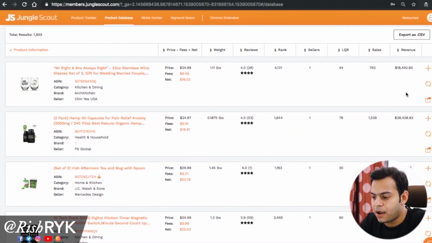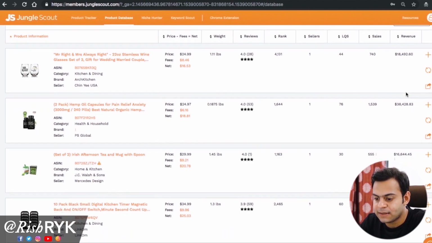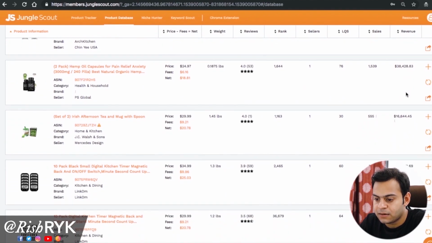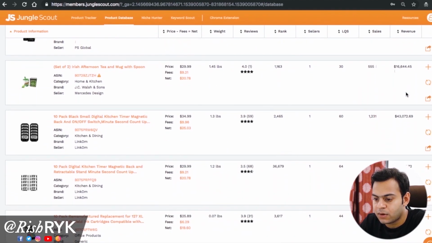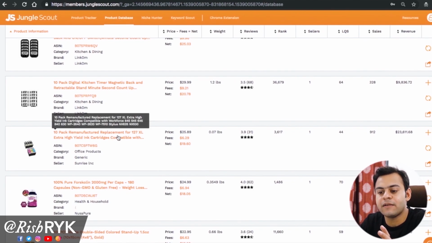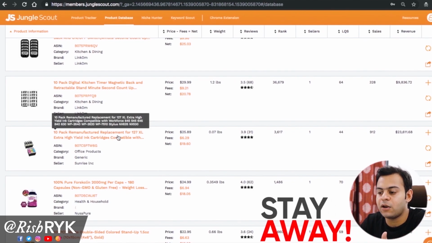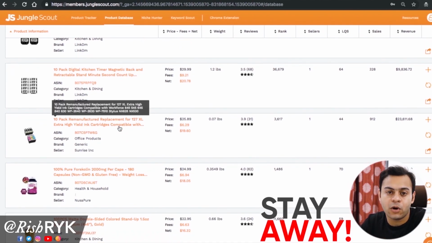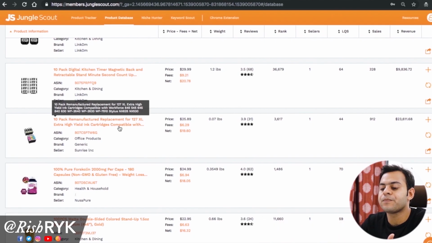Alright, so I'm going to just browse through these products and see what's simple. So what do I see here? 10-pack remanufactured extra high yield ink cartridges. I will again steer away from ink cartridges because they have liquid, and a lot of things can go wrong. The liquid can become dry, the factory can give you bad products, and you've got different sets of colors over here. I would steer away from it.